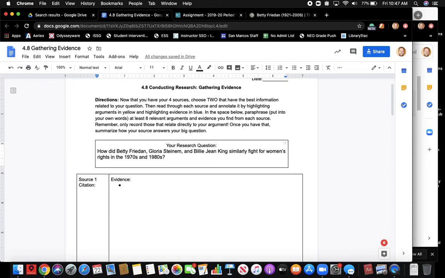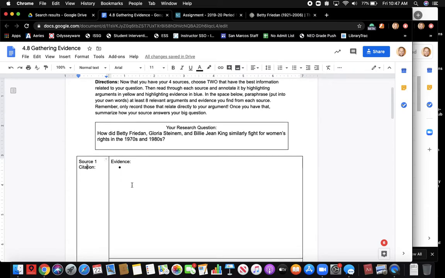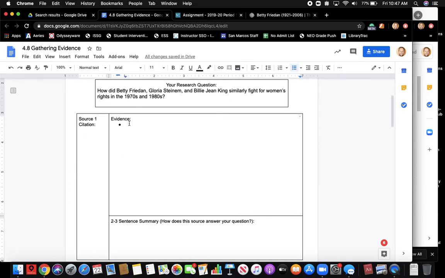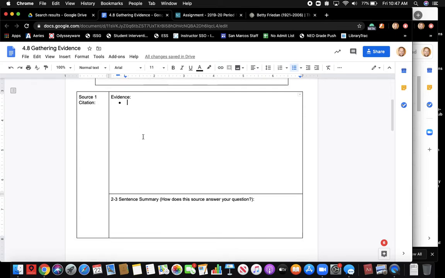Well, you found 4 sources in 4.7. For 4.8, I want you to choose 2 of them that are really good. So you find the sources where you're like, wow, that one really gave me a lot of good information. This is the one that I really like. And so you're going to choose 2 of your sources to actually read through, put your citation there from 4.7, and then you're going to record evidence. And again, only evidence that helps to answer your question. And then once you find at least 8 pieces of evidence from your source, you're then going to give a 2 to 3 sentence summary of how your source answers the question.